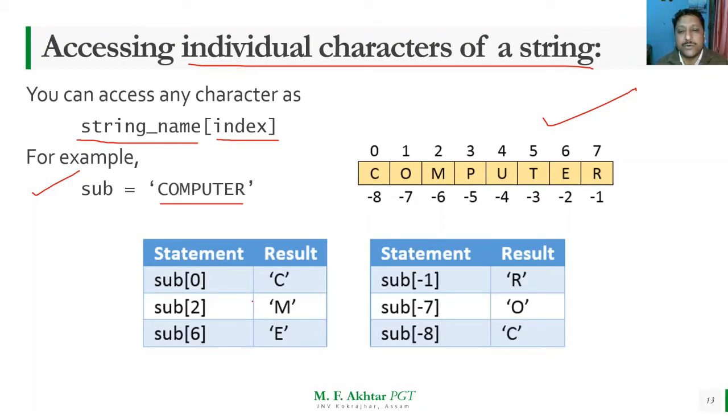And if we want to access some letters, individual characters, then we have to write like this: sub[0]. If we put sub[0], it will give you the first character, that is C. Then sub[2] will give you the third character, and similarly if you put sub[-1], negative indexing, it will give you R, and if you put sub[-8] it will give you again the first letter, that is character C. Like this you can access any letter using either forward indexing or backward indexing.